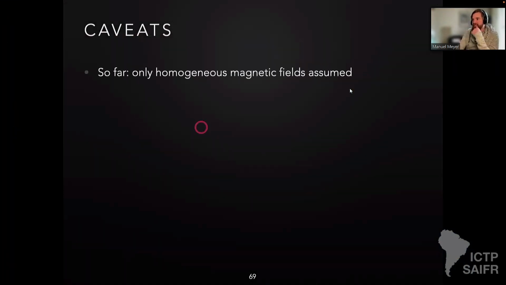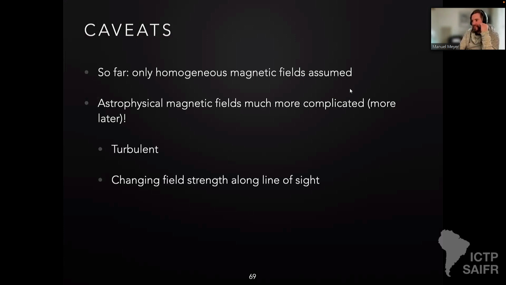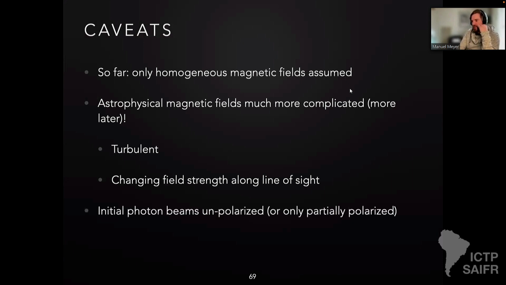Okay, so some caveats. So far, we have only talked about homogeneous magnetic fields. Astrophysical magnetic fields, however, are usually much more complicated. They're turbulent. They change along the line of sight. They change in strength. And the initial photon beam is often unpolarized or only partially polarized.